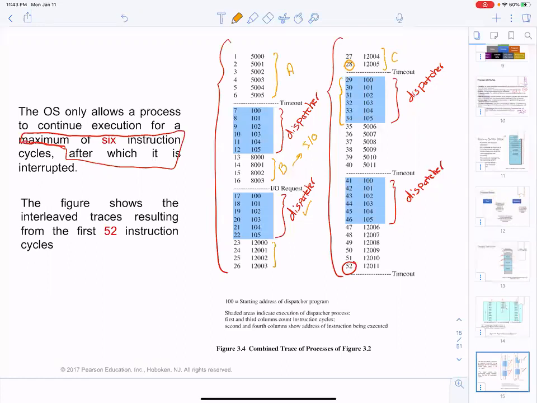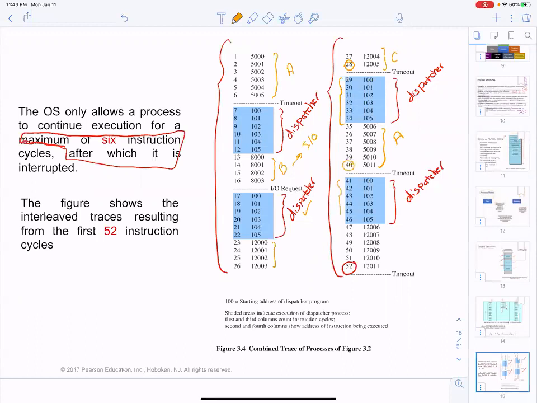And then we're going to resume process A. So we have to go back and resume A again, because there is no need to block A. A is ready now for execution. It was just interrupted because we only assume a maximum of 6 instructions for execution. And now we are at cycle 40.